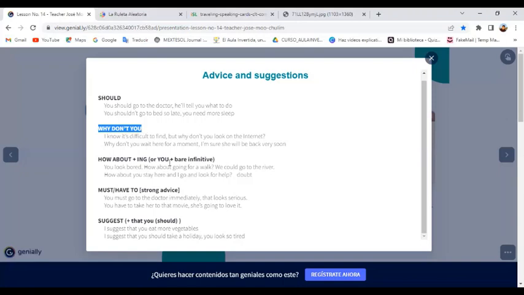En español podríamos decir ¿por qué no? ¿Por qué no hacemos esto? ¿Por qué no vamos al cine? ¿Por qué no vamos a comer? Es como una sugerencia. Le estamos sugiriendo a la otra persona que hagamos algo.